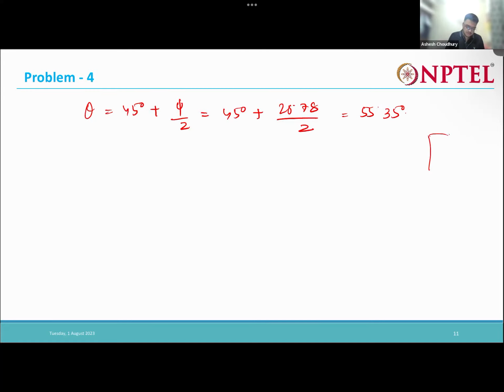Okay, so say this is the sample, right? This is sigma 1 and this is sigma 3. So this is the major principal plane, right? So this failure plane will actually be making this theta.